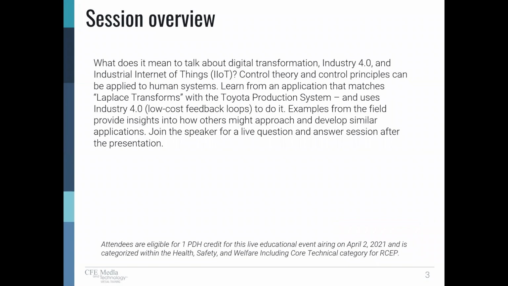This session examines digital transformation, Industry 4.0, and Industrial Internet of Things, and looks at how control theory and control principles can be applied to human systems. Learn from an application that matches Laplace transforms with the Toyota production system and uses Industry 4.0 low-cost feedback loops to do it.